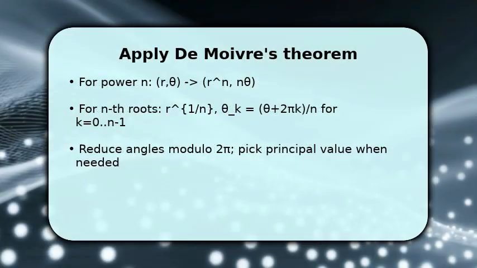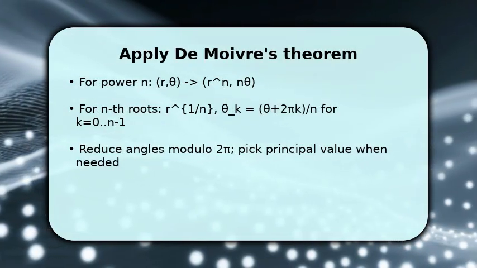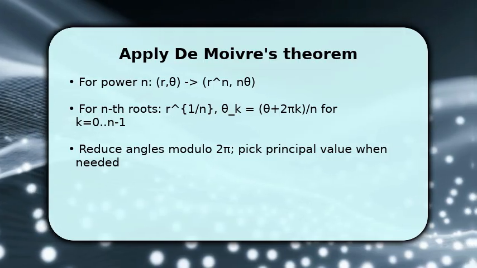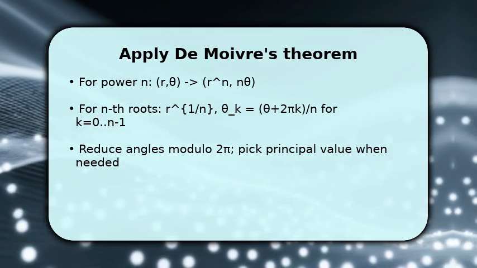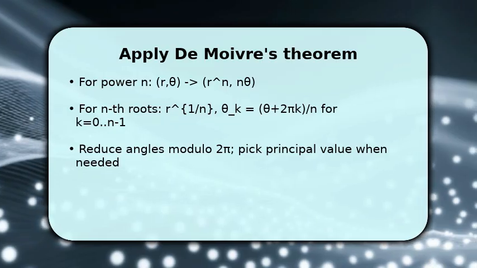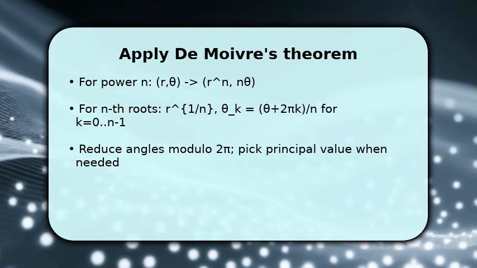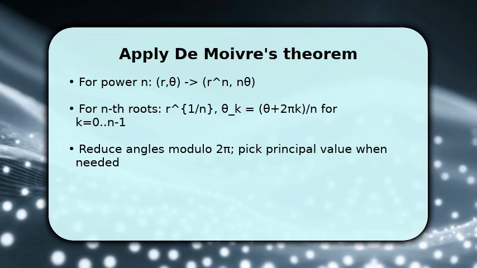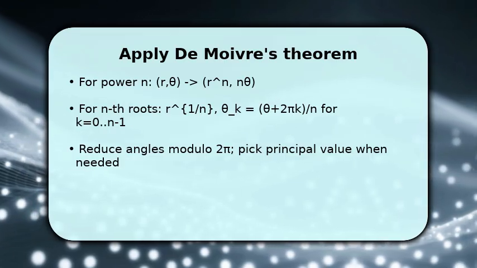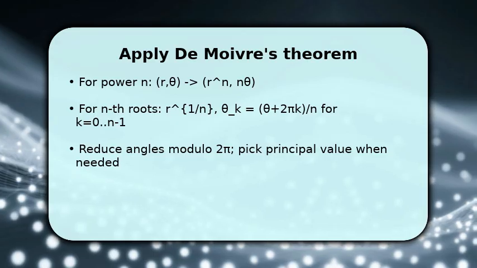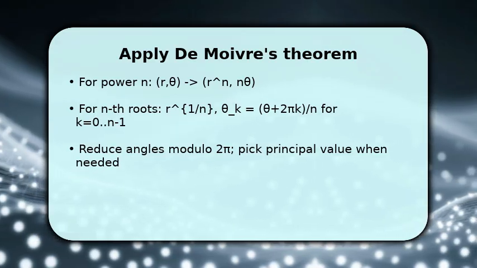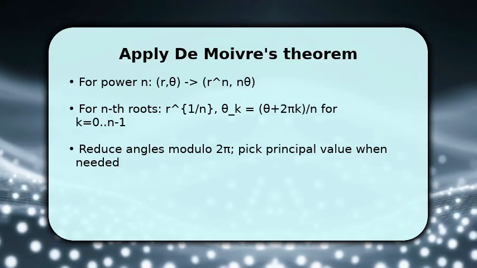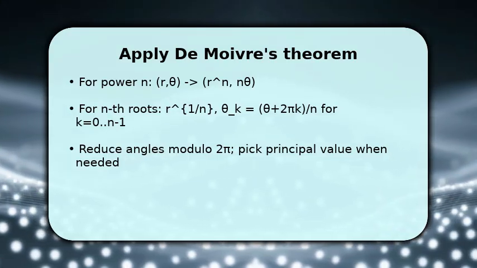You now apply de Moivre directly. For an integer power n, raise the magnitude to r^n and multiply the angle by n, giving r^n(cos n theta + i sin n theta). For nth roots, compute r^(1/n) and the set of angles theta_k equals (theta + 2 pi k)/n for k equals 0 to n minus 1, which yields n distinct roots. Make sure to reduce angles modulo 2 pi so values sit in the principal interval. This avoids duplicate representations and clarifies.